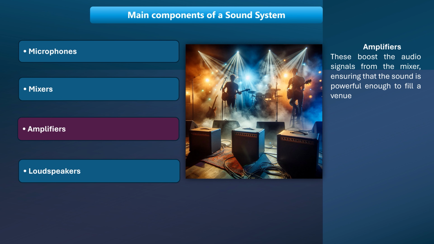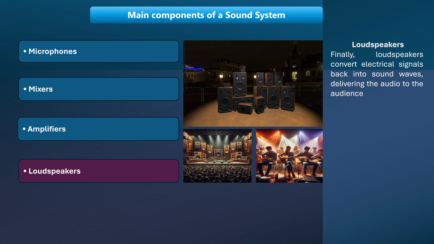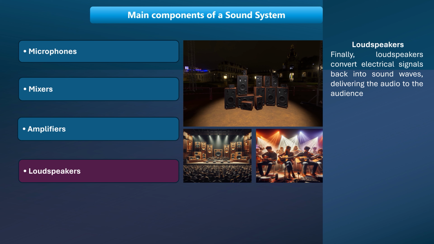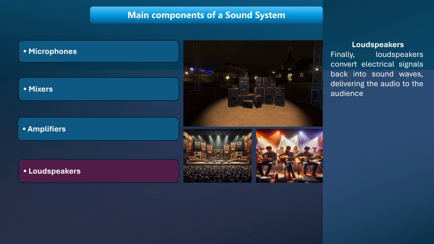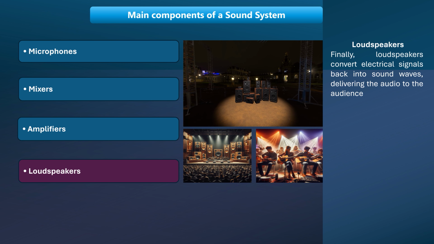Amplifiers. These boost the audio signals from the mixer, ensuring that the sound is powerful enough to fill a venue. Loudspeakers. Finally, loudspeakers convert electrical signals back into sound waves, delivering the audio to the audience. Understanding how to set it up and where to position the speakers can drastically change the audio quality. Placement is key. Angle the speakers towards your audience and avoid placing them near walls to minimize echo and reflections.